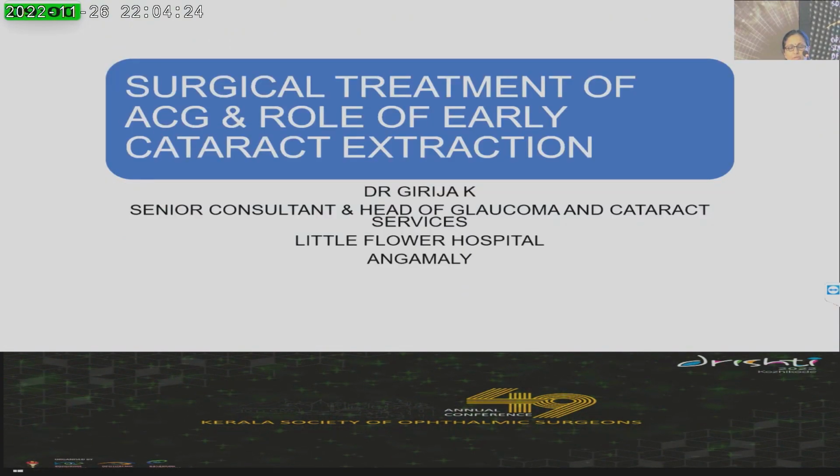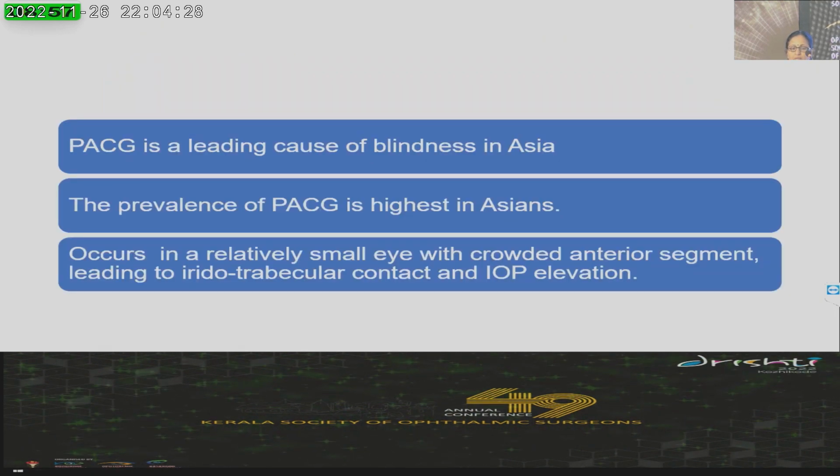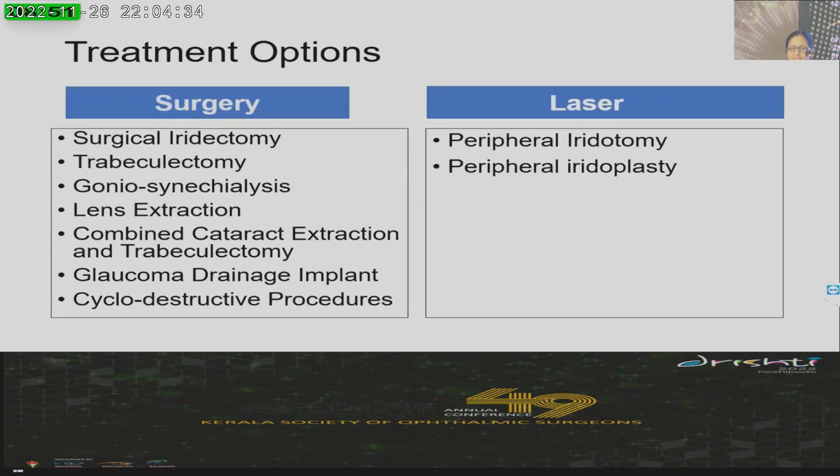Surgical treatment of angle closure glaucoma and role of early cataract extraction. So, as all of you know, PACG is a leading cause of blindness and it's more prevalent in Asia. So, the treatment options available are lasers primarily. So, initially we treat all the cases with occludable angles where there is more chance of progression. We always consider laser and the surgery comes later only.